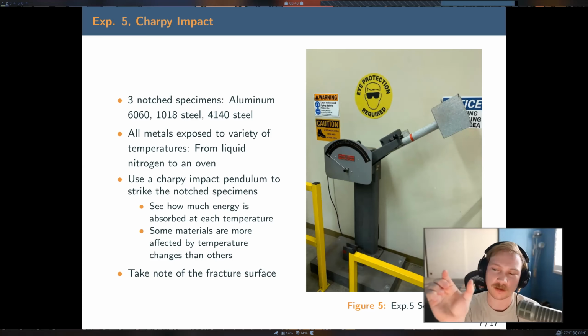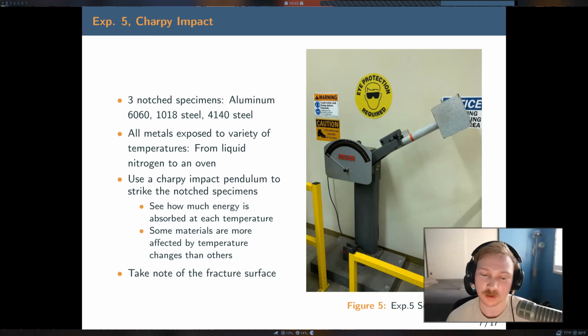What we have here is 3 notched specimens of aluminum, 1018 steel, and 4140 steel. They're about an inch long, and you take one and put it down here, and you'll see it slides in nicely right there. What we do is lift up this pendulum and then release it. It's going to swing down, hit the specimen, and break it. On this front panel, you can read the amount of energy that the specimen absorbed.